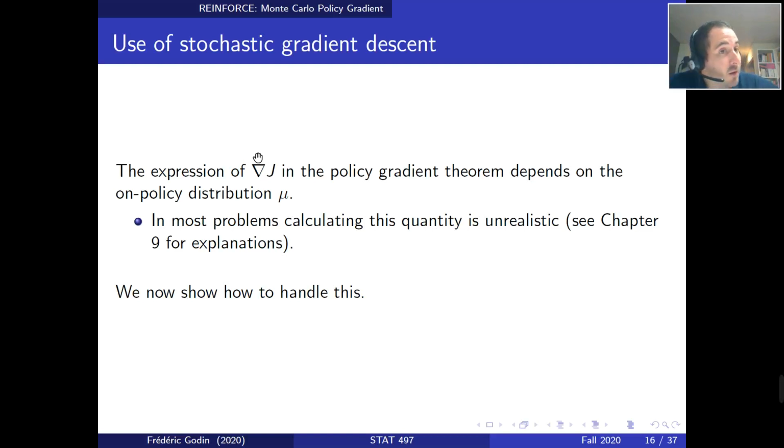To tackle this issue, we're going to proceed exactly as we did in chapter 9. Instead of considering all states weighted by their probabilities, we're just going to sample episodes and take states as they come, because we know their proportion over the long term should match the distribution mu. So to tackle the presence of mu, we're going to use ideas quite similar to what we've done in chapter 9.